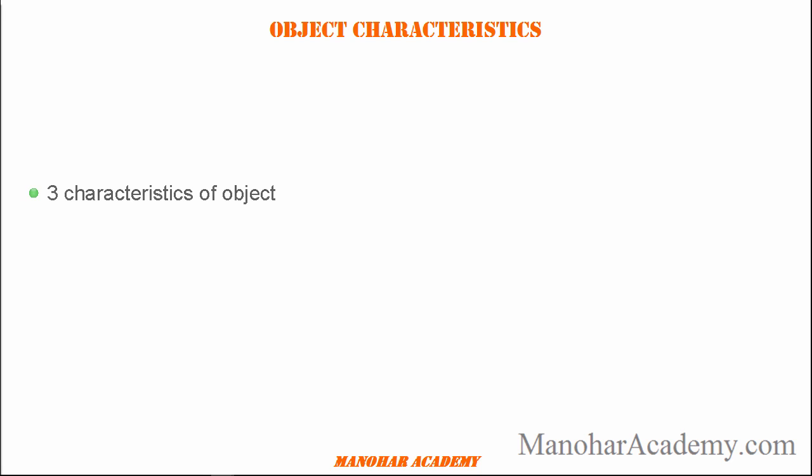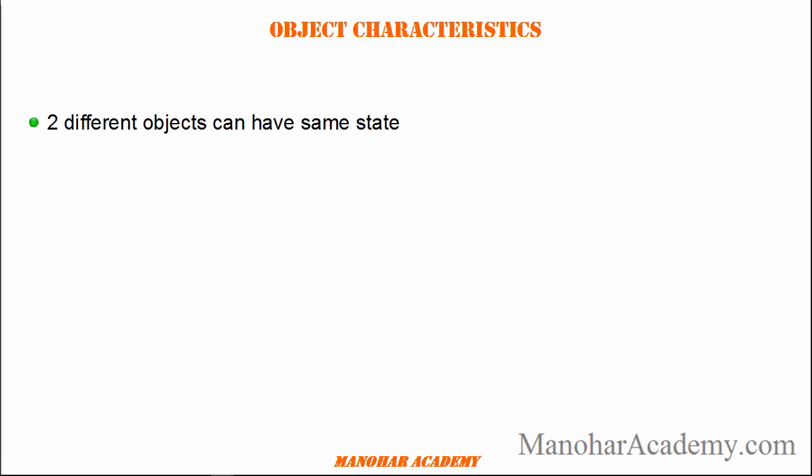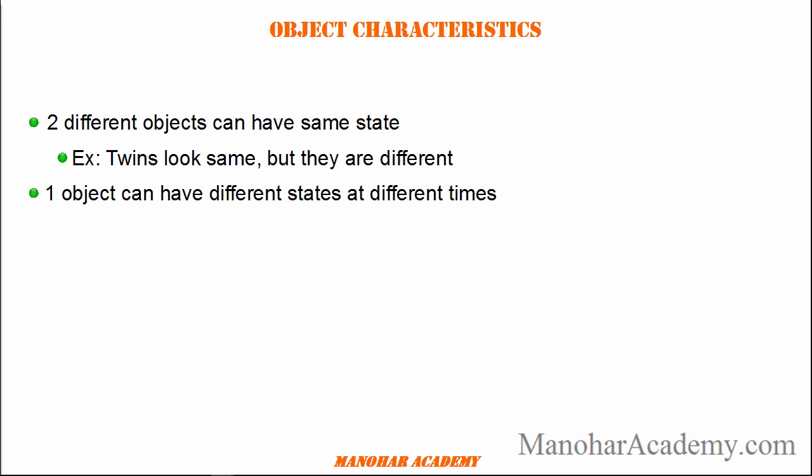So an object has three characteristics, namely state, behavior, and identity. Then we learned that two different objects can have the same state. Example, twins. They look exactly the same, they have the same state, same properties, but still they are two different people, so they have different identities. Then we said one object can have different states at different times. Whenever you change the values that are saved in the object, the state changes, but it is still the same object. For example, if you look at your photographs, you look different in different photographs, but we are talking about the same person with different states.